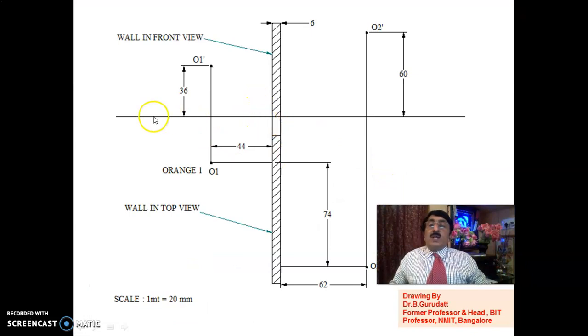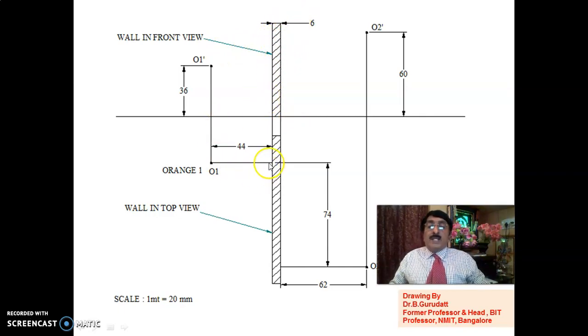See here, first you draw the XY line, draw the wall. Okay, wall. This height can be anything, but this width should compulsorily be 6 mm, and you have a hatch command in the software. Okay, using the hatch command, you hatch this. This is compulsorily 6 mm. You take any height.